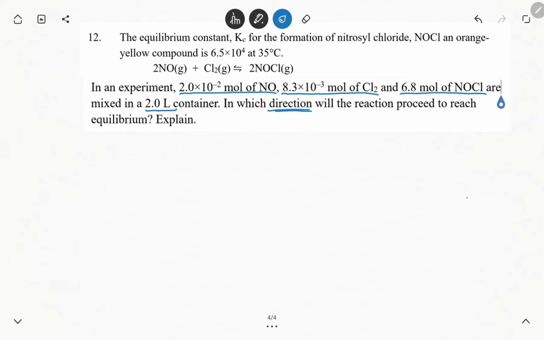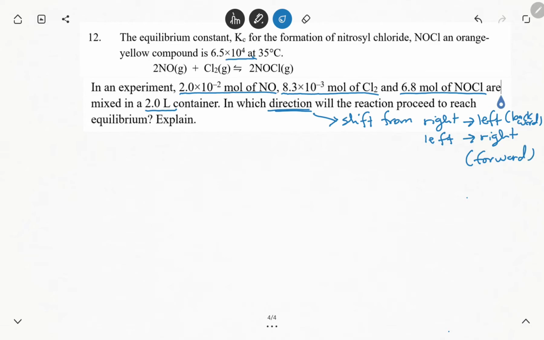The question asks you about the direction. To answer this question, the answer should be shift forward or backward, or shift from right to left, or shift from left to right. Either forward or backward. Right to left means backward reaction and left to right is forward reaction. This is forward, left to right, and this is backward, right to left.